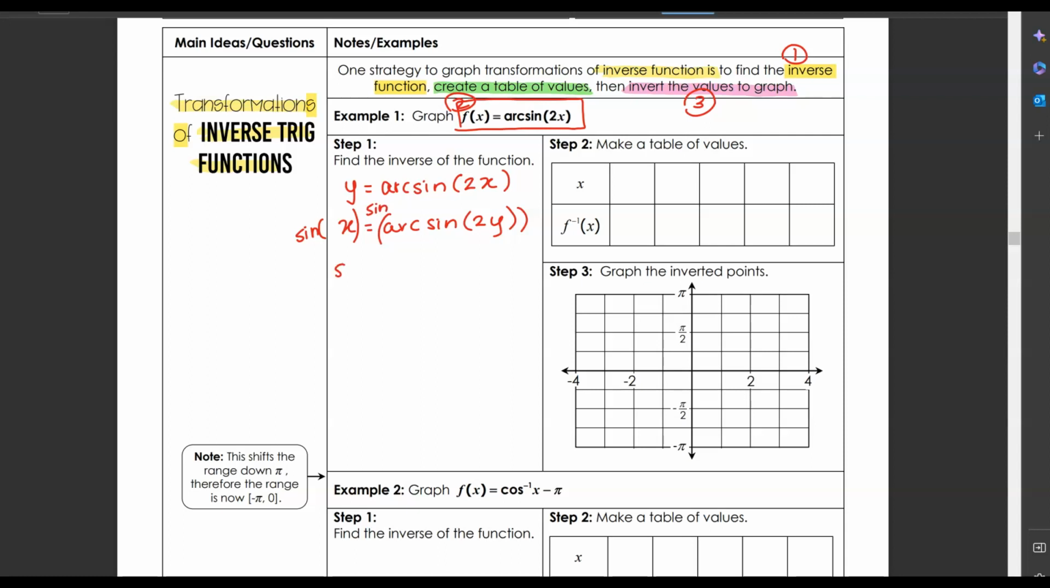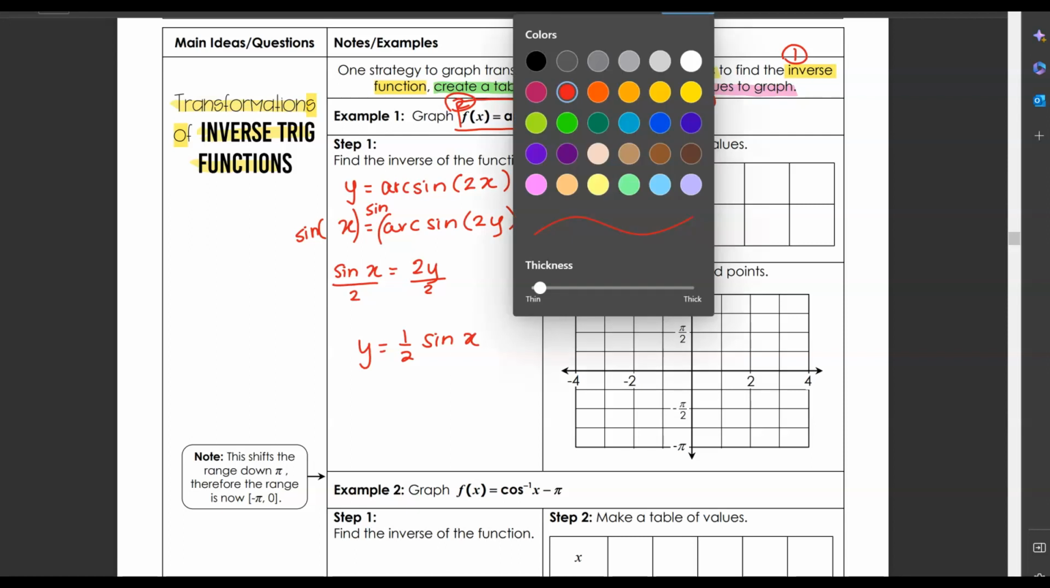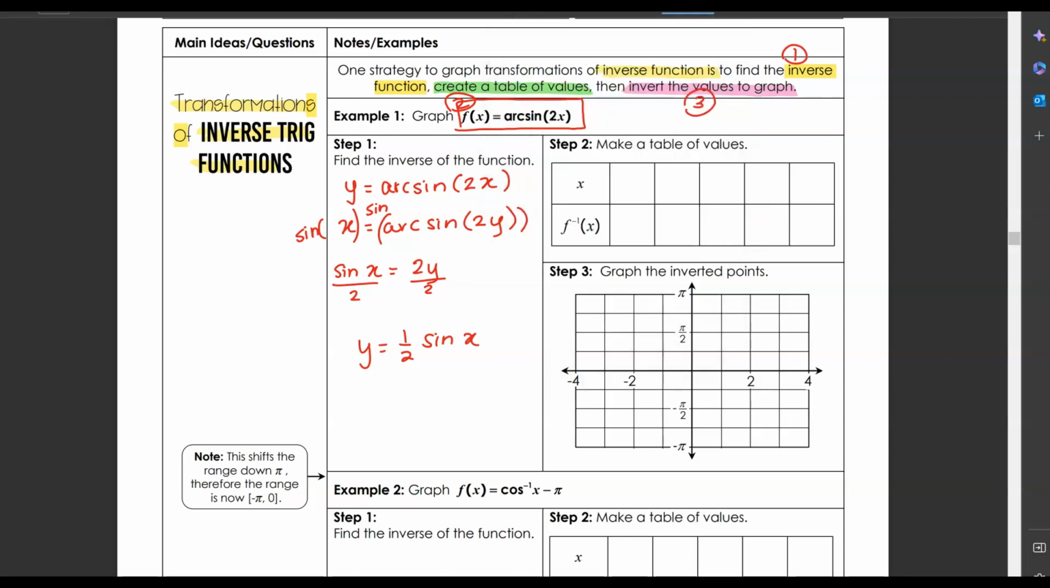So now I end up with sine of x. And remember, sine of arc sine, those undo each other because they are in fact inverses, equals 2y. So now I want to get rid of that 2. I'm going to divide both sides by 2. So I end up with y equals 1/2 sine of x. Now, this is a nice way to kind of graph this because I know what the sine of x values are. We can definitely use the unit circle to kind of help us out.